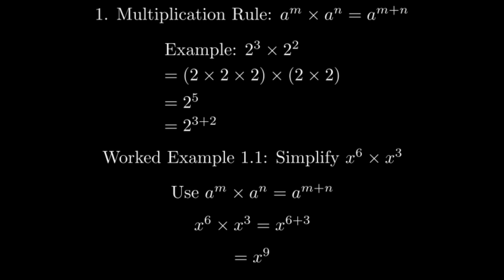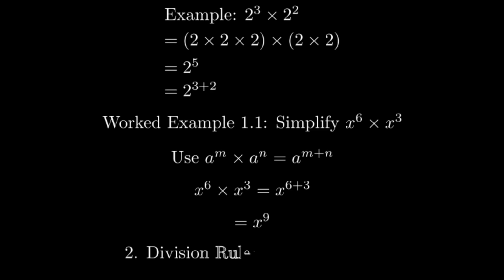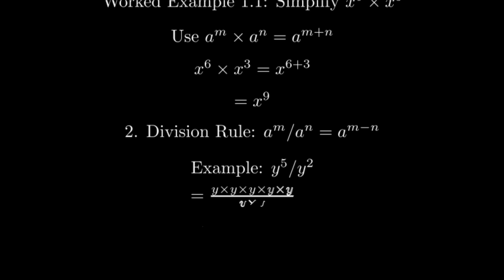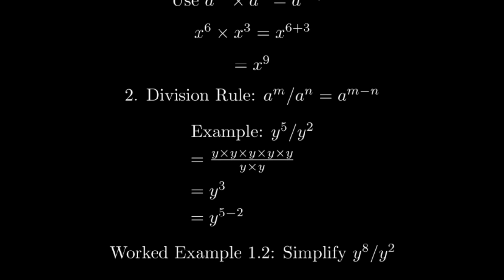Now for our second rule, which deals with division. The division rule. When you divide two powers with the same base, you subtract the exponents. Again, let's look at an example to understand why. If we have y to the 5th divided by y squared, we can write it out. We can cancel 2 of the y's from the top and bottom, leaving us with 3 y's in the numerator, or y cubed. Notice that 3 is 5 minus 2. So when dividing powers with the same base, we subtract the exponent of the denominator from the exponent of the numerator.